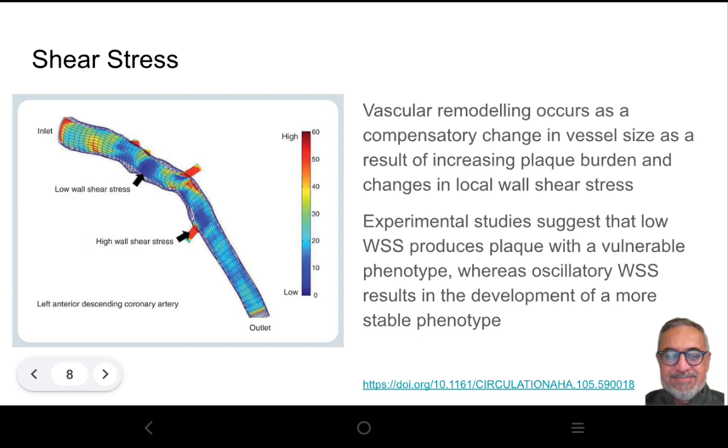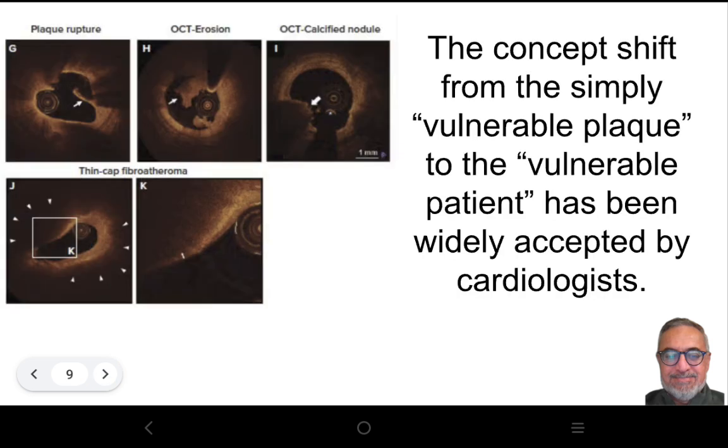Vascular remodeling occurs as a compensatory change in vessel size as a result of increasing plaque burden and changes in local wall shear stress. Experimental studies suggest that low wall shear stress produces a plaque with vulnerable phenotypes, whereas oscillatory wall shear stress results in development of a more stable phenotype. This might explain why, even though the same individual with high blood pressure, high lipids, cholesterol, etc., may have a lesion at a focal point in the LAD and nowhere else in the vessel.